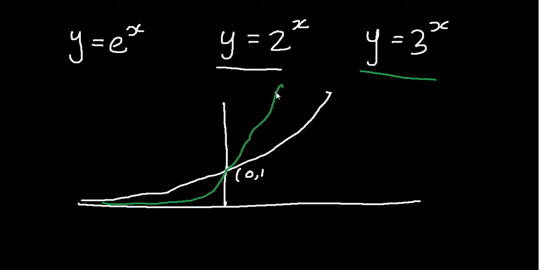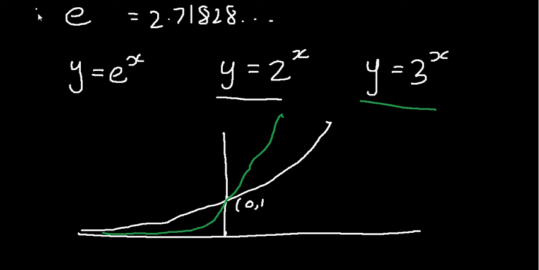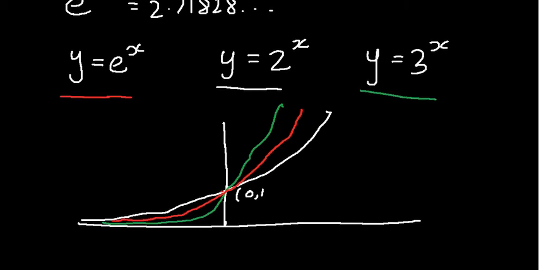I told you before that this letter e is nothing but a number, 2.71828. So if I want to draw y is equal to e to the power of x, it'll look the same as these two graphs, but it'll go in between these two. Let me get that absolutely correct. Whoopsie daisy. It looks something like that. So let me draw that separately. y is equal to e to the power of x.